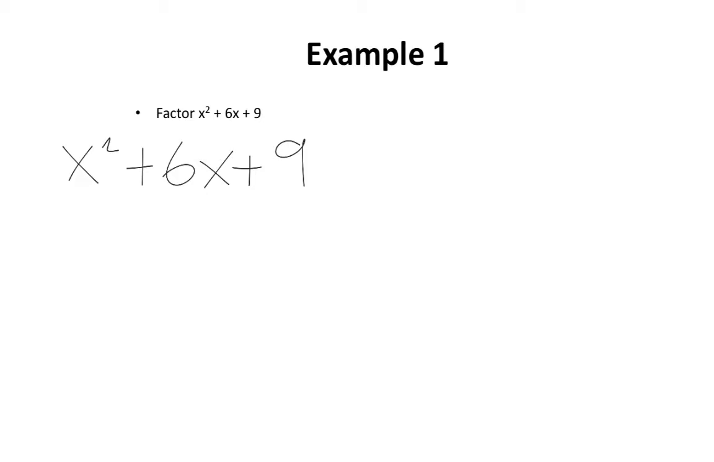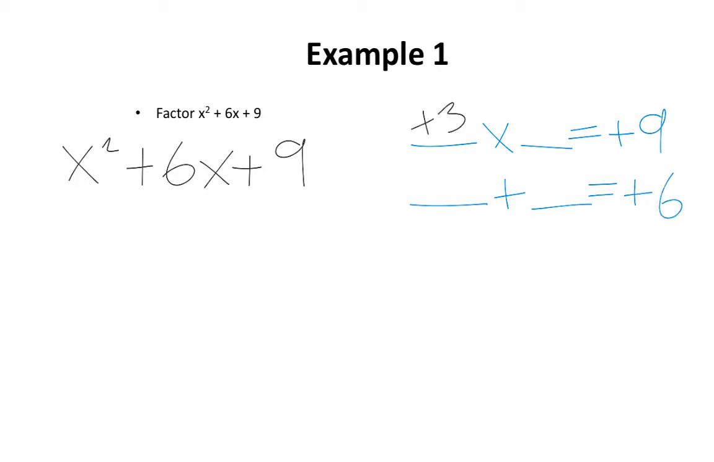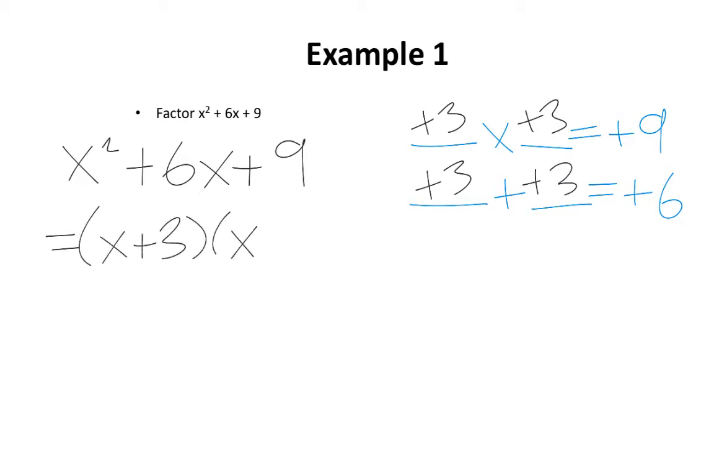What you want to do is think of two numbers that, when multiplied together, give you positive 9, and when added together give you positive 6. That should be pretty easy. The answers are positive 3 and positive 3. So you would factor this trinomial to x plus 3 multiplied by x plus 3. This simplifies to x plus 3 squared, because anything multiplied by itself can be simplified by using an exponent of 2.